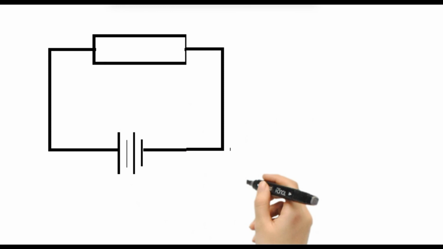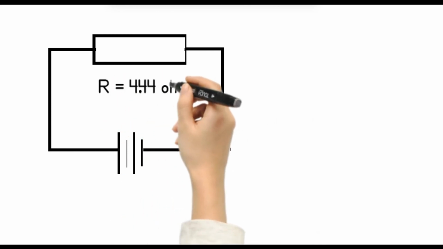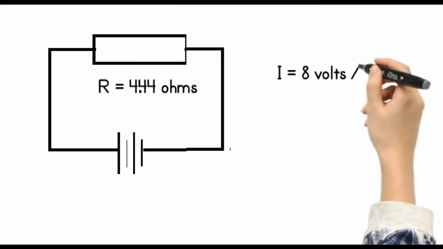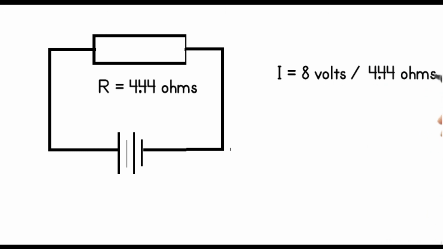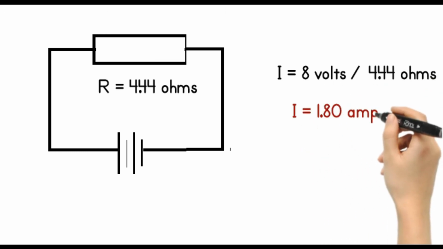In the equivalent circuit, since R is equal to 4.44 ohms, we can calculate the current I. The current I is equal to 8 volts divided by 4.44 ohms. Current I is equal to 1.80 amperes.